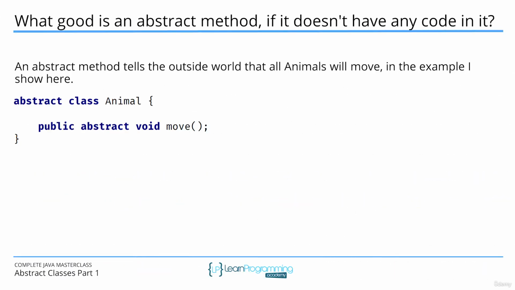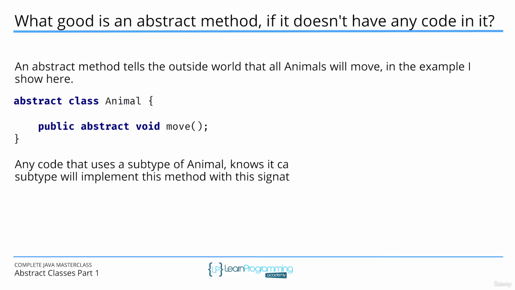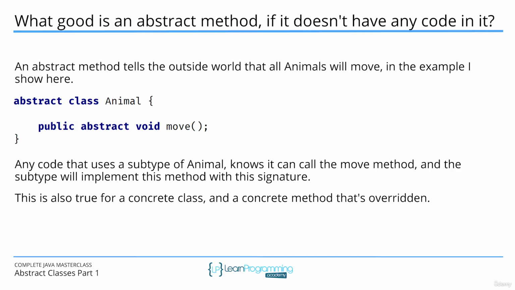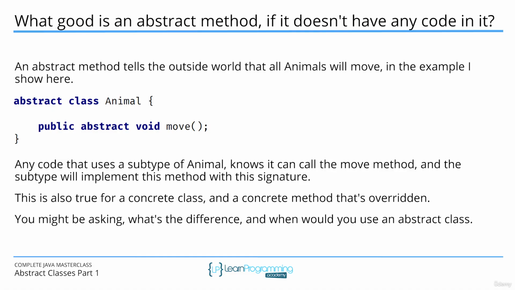An abstract method tells the outside world that all animals will move in the example I show here. Any code that uses a subtype of animal knows it can call the move method, and the subtype will implement this method with this signature. This is also true for a concrete class and a concrete method that's overridden. You might be asking, what's the difference? And when would you use an abstract class? These are great questions, and I'll be answering them over the next couple of videos.